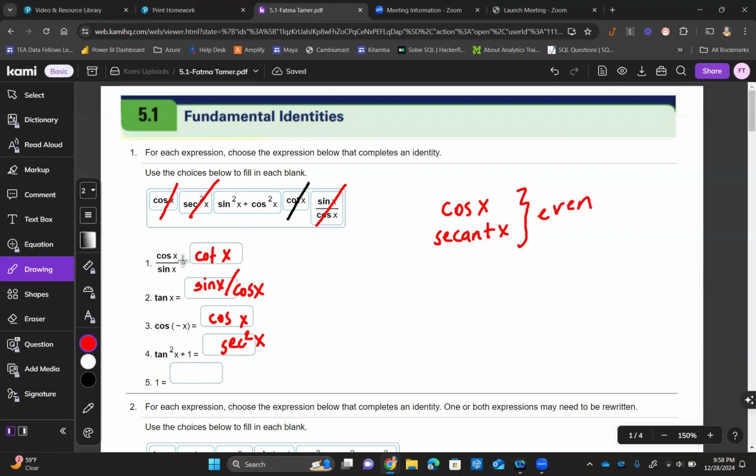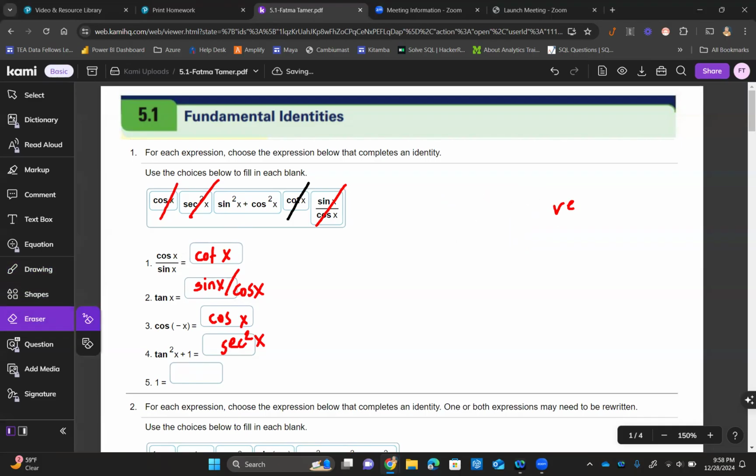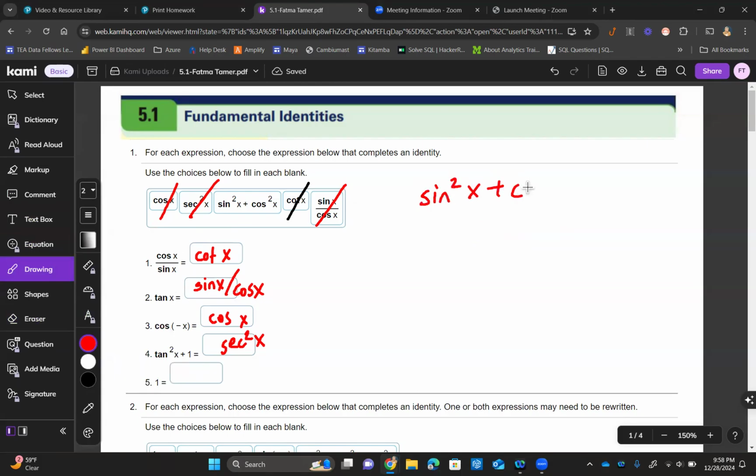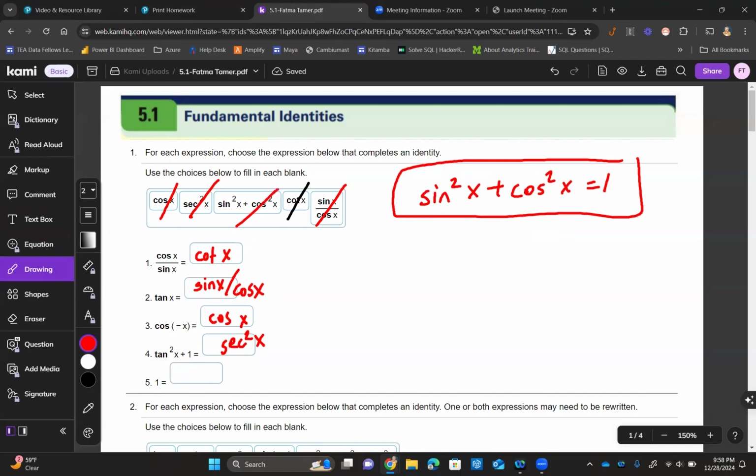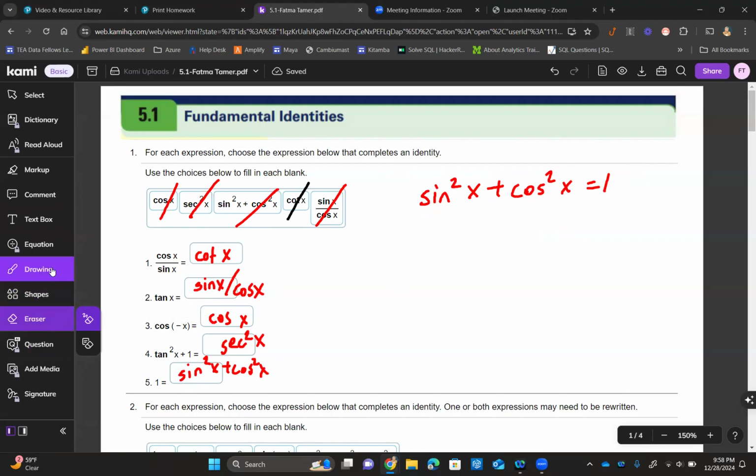This is called a Pythagorean identity. When we talk about the Pythagorean identity, this is very important in pre-calc class. The main version is sine squared x plus cosine squared x is always equal to 1. It is very important in pre-calc class, in trigonometry class. So here, number 5 is going to match with sine squared x plus cosine squared x equal to 1. You can derive two other versions of the Pythagorean identity using this main identity.